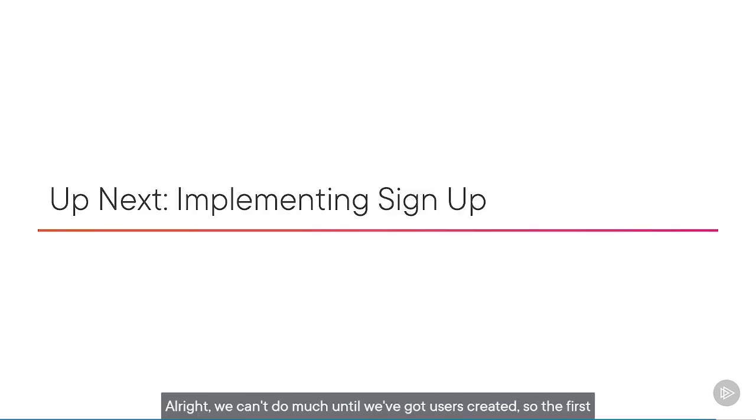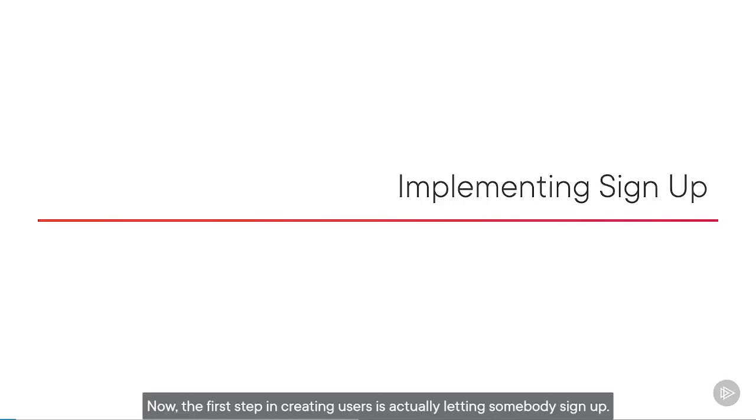All right, we can't do much until we've got users created. So the first thing we're going to do is implement a sign up page. Now, the first step in creating users, right, is actually letting somebody sign up. So the first thing we're going to do is find a place that's a little easy to work with where we can create a sign up form. And so that's the first thing we're going to do right now.